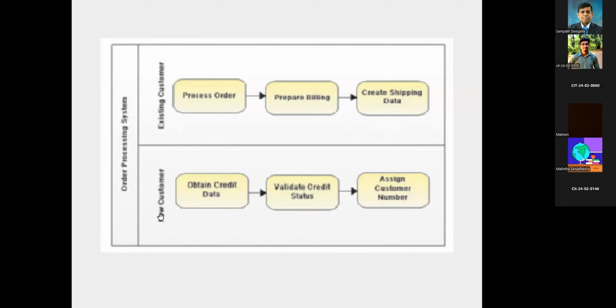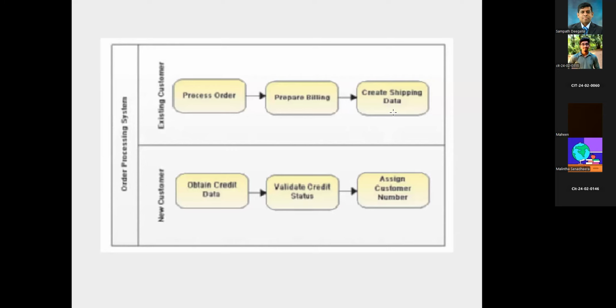Now, what we are trying to highlight here is, if you have a new customer, what tasks you have to perform. You have to first obtain the credit data, validate the credit, and then assign the customer number. If you're an existing customer, then you have to process the order, prepare billing, and then create shipping data. So that will give you what the tasks are and how they are connected to each other, right?